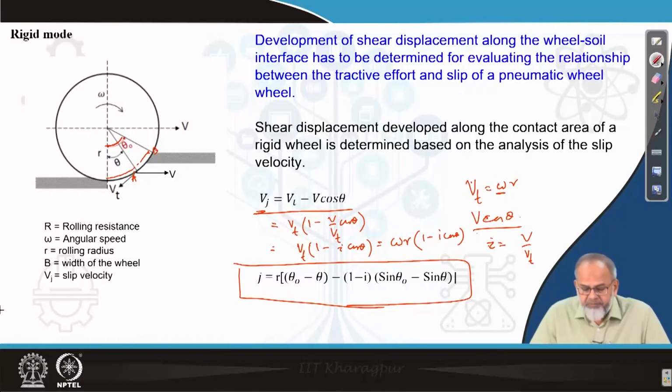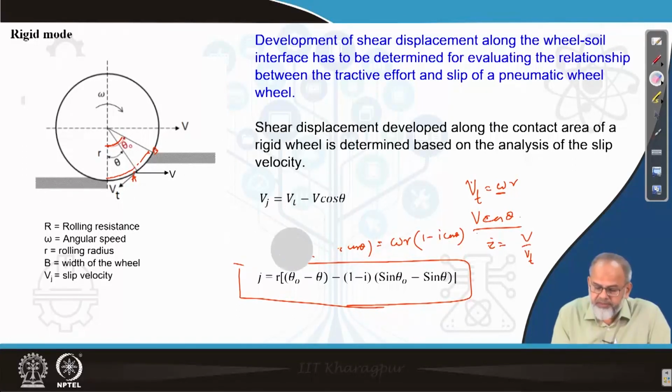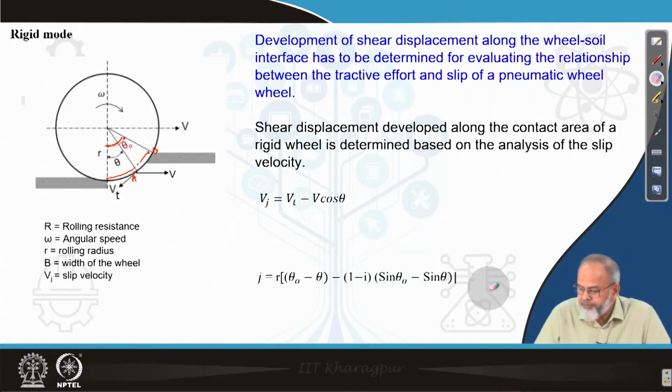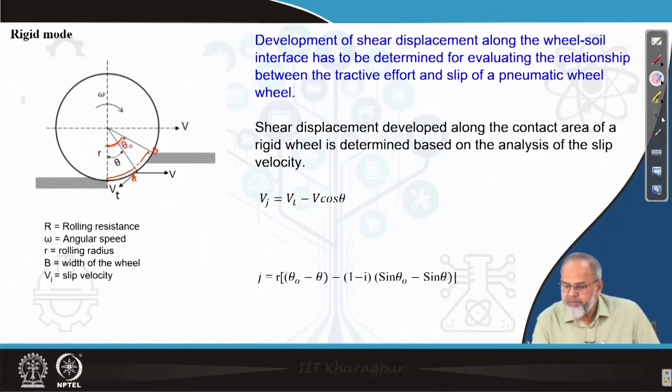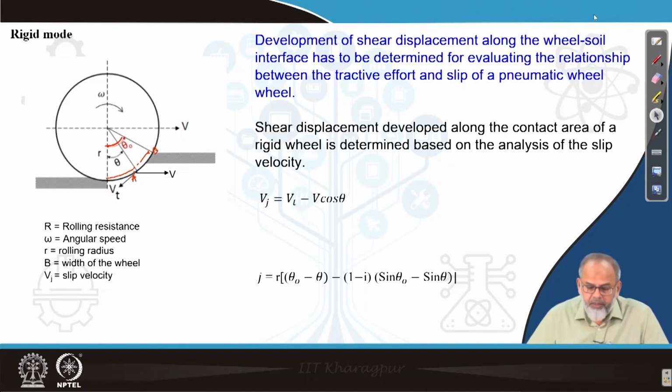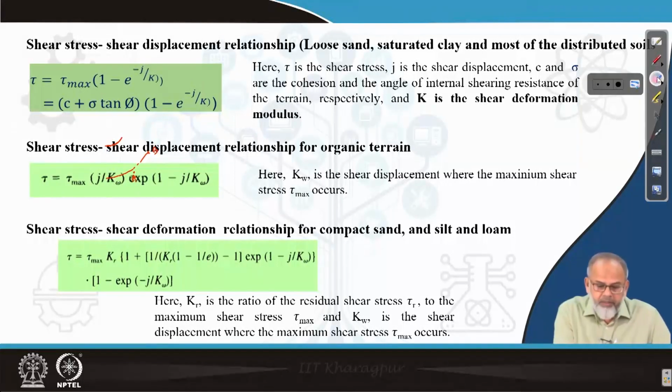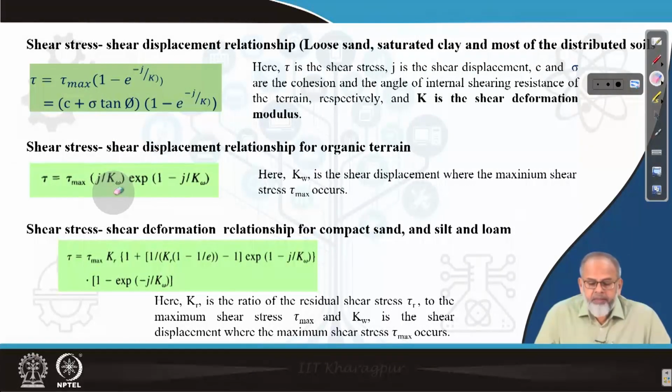Now once we know the shear displacement, the next thing is how to correlate this shear displacement with shear stress. In nature, what we have observed is that there are three different categories of relationship found. One is related to loose soil, the other one is loose soil or saturated clay in disturbed soil, then the one in organic terrain, and the third one is in compact sand, silt and loam.